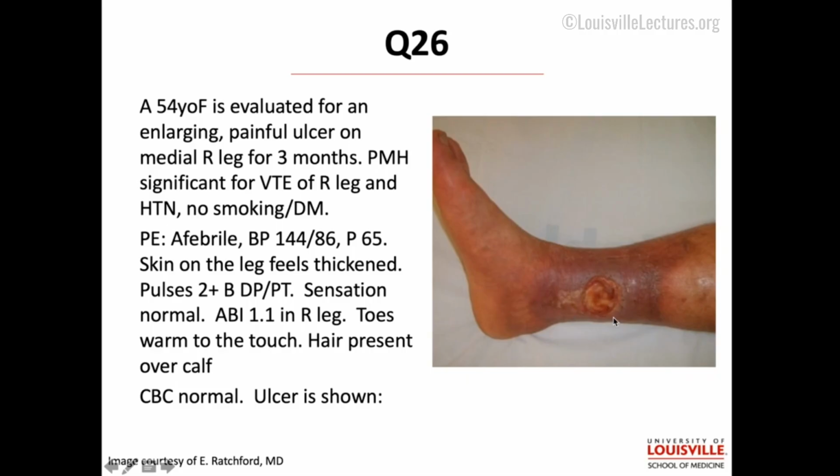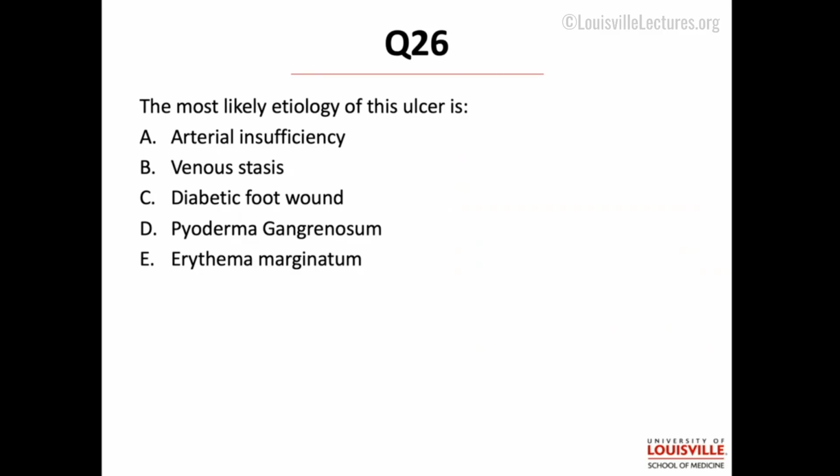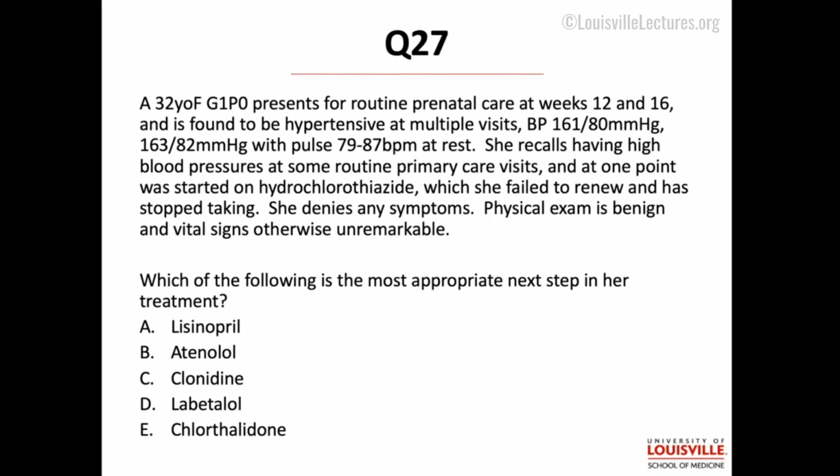This is a venous stasis ulcer. You can see the sort of denuding of the epithelium. You just have to be able to differentiate pictures between other types of wounds or ulcers like pyoderma gangrenosum or erythema marginatum, which have very classic and particular patterns. Next question.